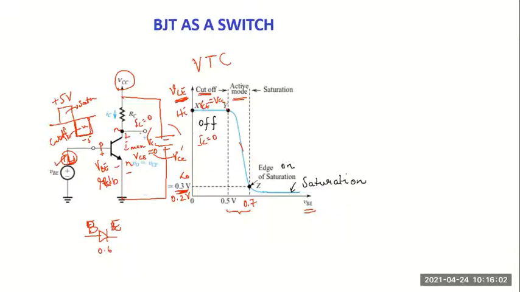But for switching operation, we want this active mode to pass quickly. We just want the transistor to be changing between cutoff and saturation again and again. So usually this transition takes place fast. So please remember the conditions for a switch.